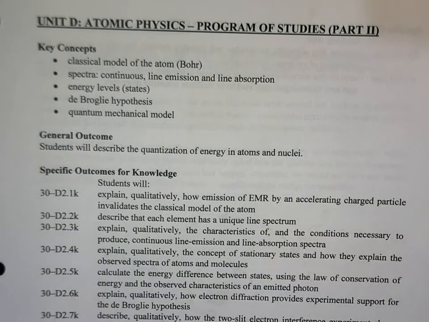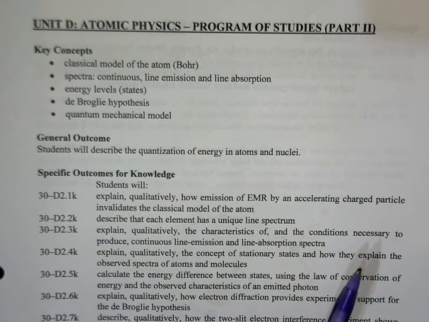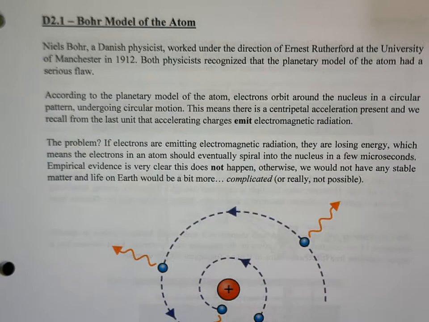So the second part of atomic physics, we are going to start looking at the Bohr model of the atom, which means we're going to have to talk about continuous spectra, line absorption and line emission spectra, and also energy levels or energy states. We're also going to talk a little bit more about the de Broglie hypothesis and also the quantum mechanical model. So let's delve into this one right away.